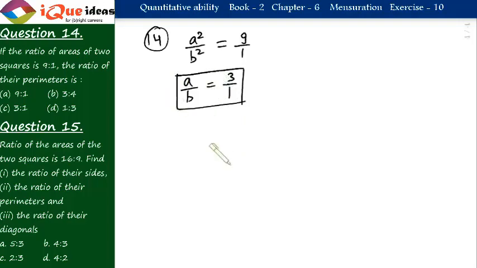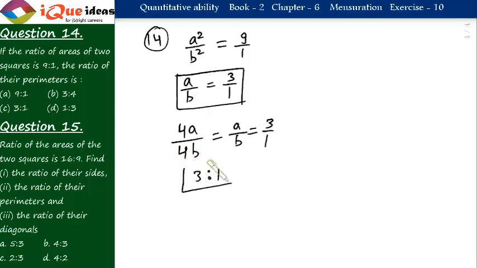Okay. Now the ratio of perimeters. Now perimeters of the first square would be 4A and the second square would be 4B. So that ratio would be equal to 4 and 4 gets cancelled, so it will be A by B. We have already calculated A by B to be 3 by 1. So answer is 3 is to 1. Okay. So straight away the answer of this question is 3 is to 1.